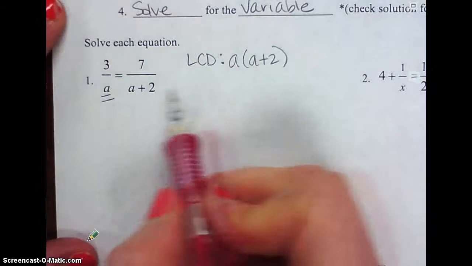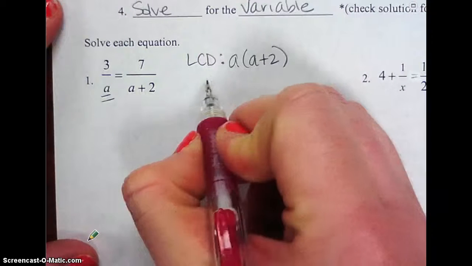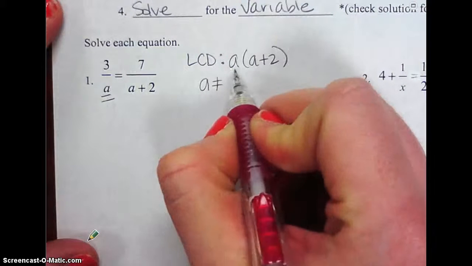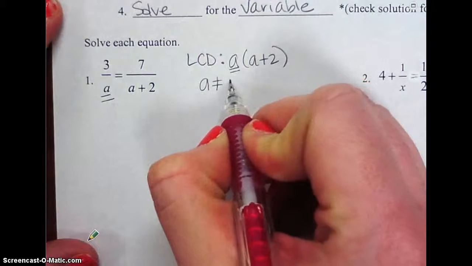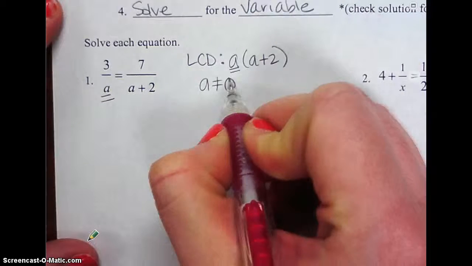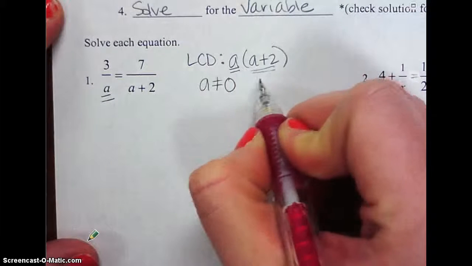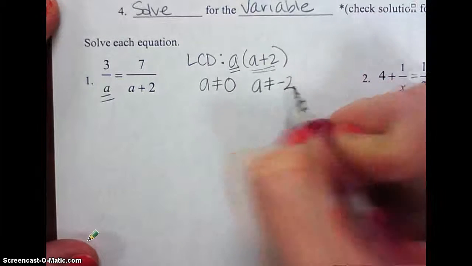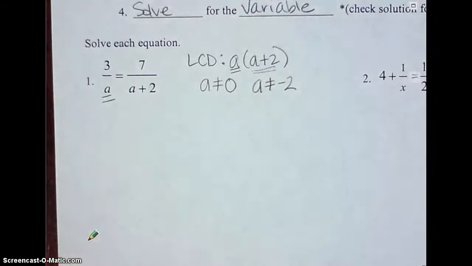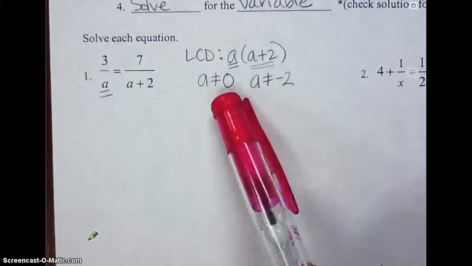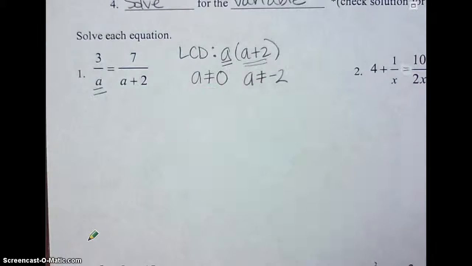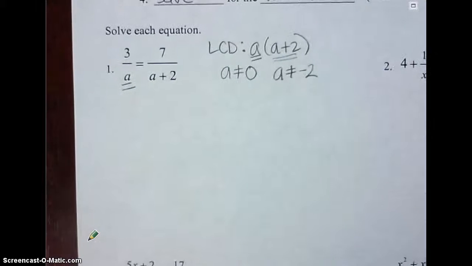Okay, before we go multiplying over here, let's find what A cannot equal. So we have this single A. A cannot equal 0. And then from here, what can A not equal? Negative 2. Okay, so right after you do the LCD, find your restricted values. If you have a letter by itself with nothing adding or subtracting, then it's just 0. Okay, so now we're going to multiply the LCD by everything.